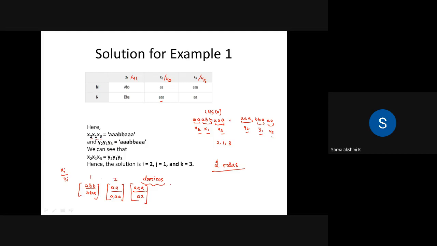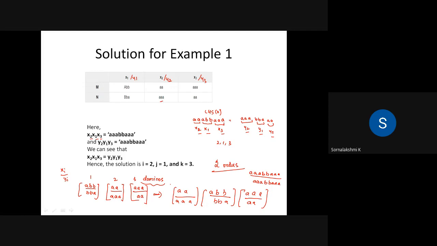So this is 2, 1, and 3. When I arrange it like 2, 1, and 3, the domino AA and AAA, then ABB by BBA, and then AAA by AA, I can get the same string in the numerator and the same string in the denominator. If you concatenate it together, I get the same string in the numerator and the denominator as well. Okay, so this given list has a post correspondence solution.